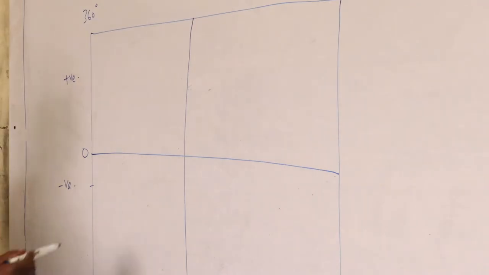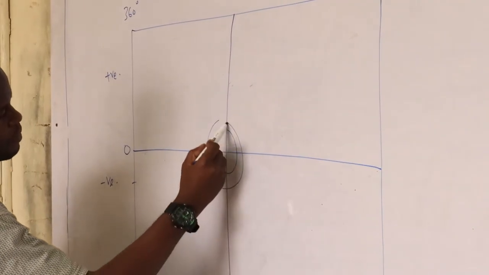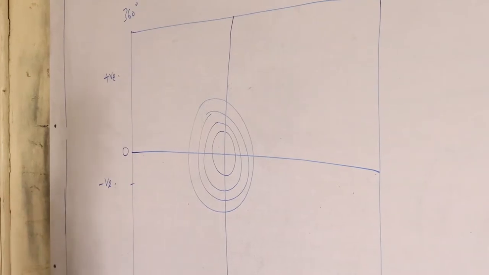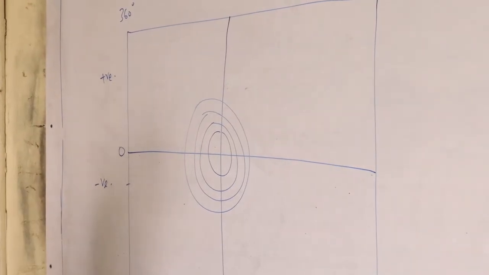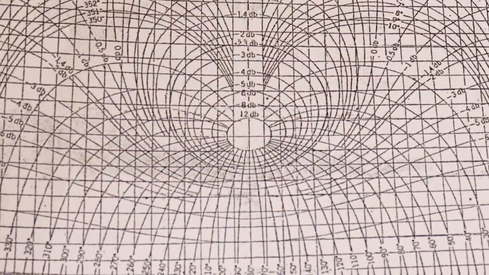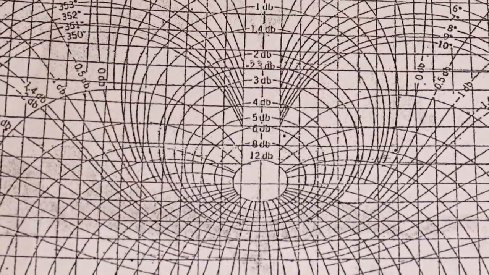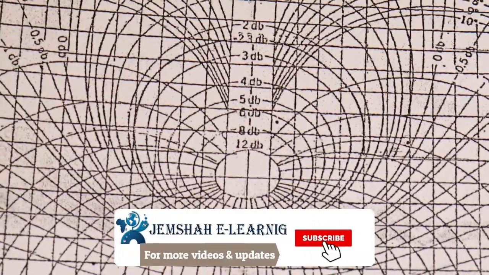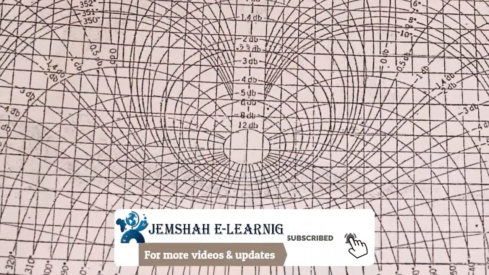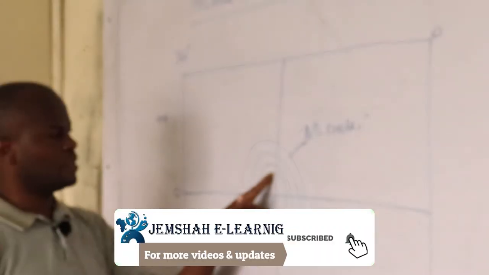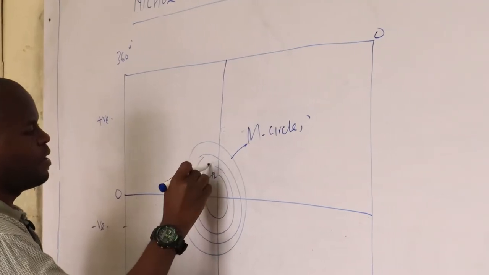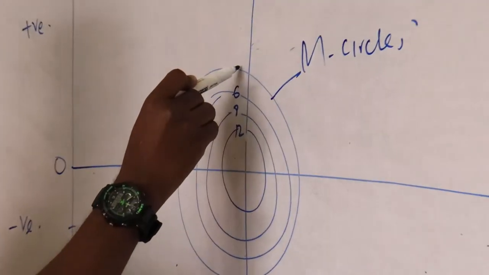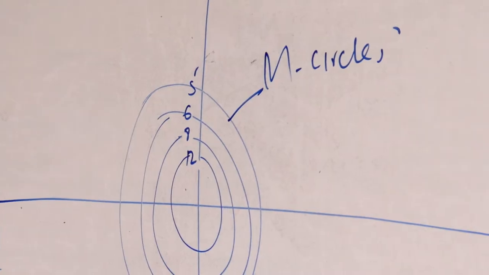What I was talking about, you will find that there are some circles here that are labeled. If you look at the graph, you'll see 12 dB, 8 dB, and they reduce going up. So these are what we refer to as the M circles that we were talking about, whereby maybe there you have 12 dB, here you have 8 dB, here you have 6, 5, and so on.